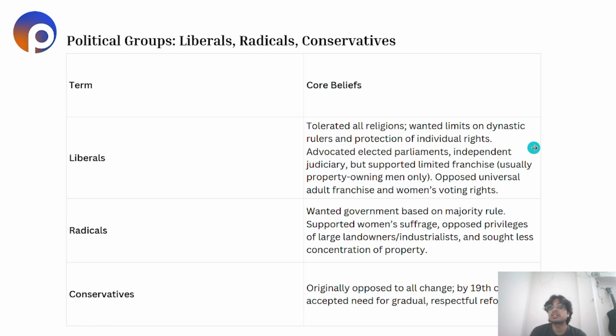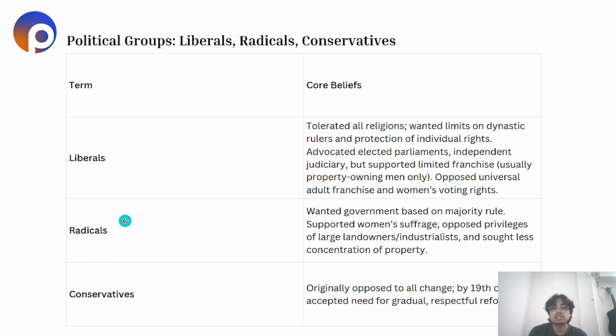They wanted an independent judiciary. They wanted governance by the public, but they only supported limited franchise, meaning they usually supported only property-owning men being allowed to vote. But this was not a good thing. They also opposed universal adult franchise and women's voting rights.